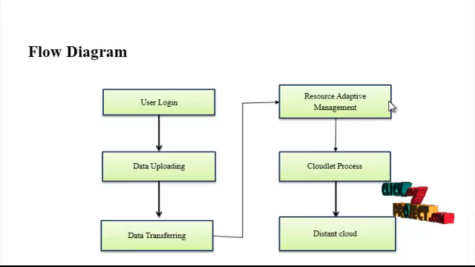Next, resource adaptive management. Resource adaptive management is a core objective of our project. In this resource adaptive management, the file which needs to be adapted is sent to storage as usual, and the resource adaptive management will take over the management process. Then the cloudlet process. The cloudlet is an intermediate between the user and the distant cloud, because in this cloudlet process we can create the servers which directly connect with a distant cloud. Then next is the distant cloud. The distant cloud is a destination in which we can store our data in a cloud environment.